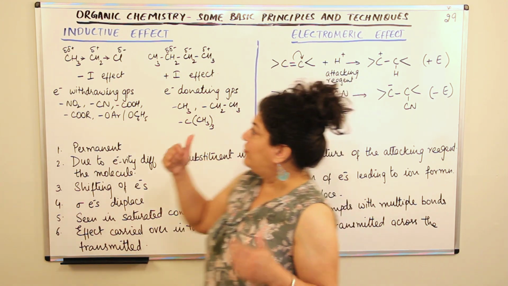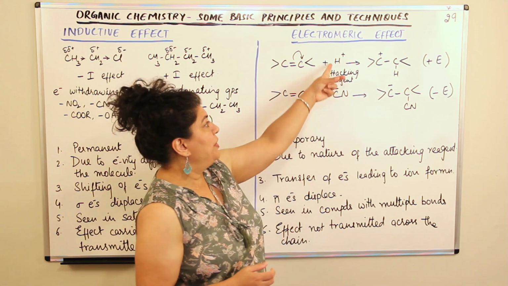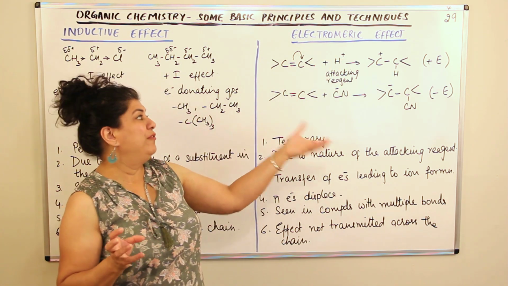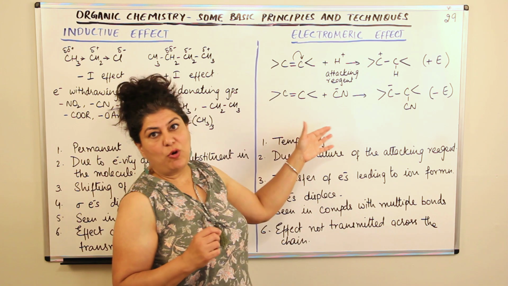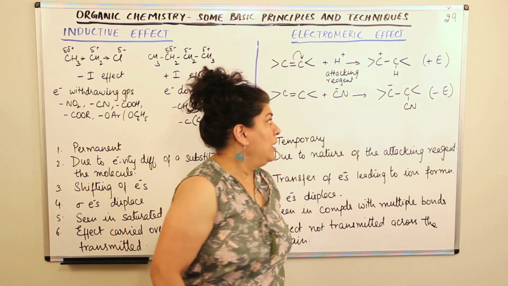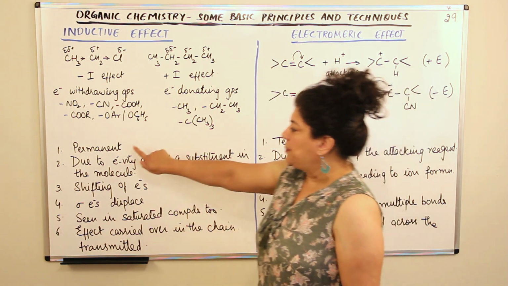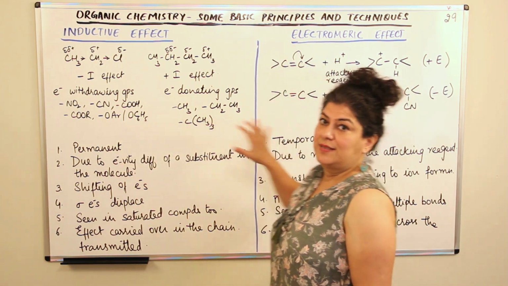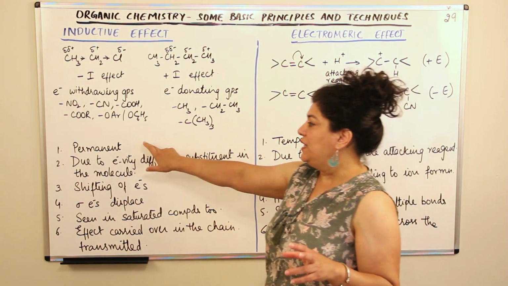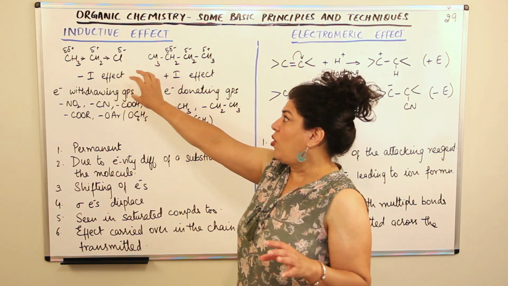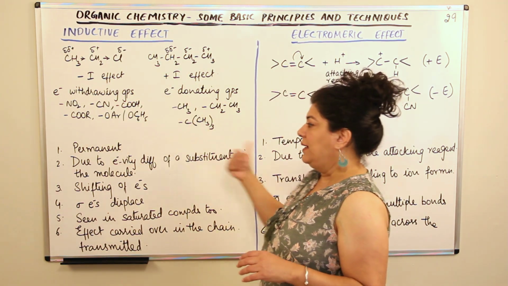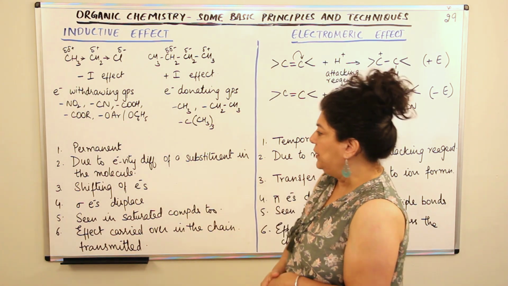And in the case of electromeric effect, all species that will be positive would show plus E effect, and all species that will be negative will show minus E effect. So let us now read out the differences. This is a permanent effect, this is a temporary effect. Permanent due to the cause being inside the molecule, and temporary because the cause is outside the molecule.